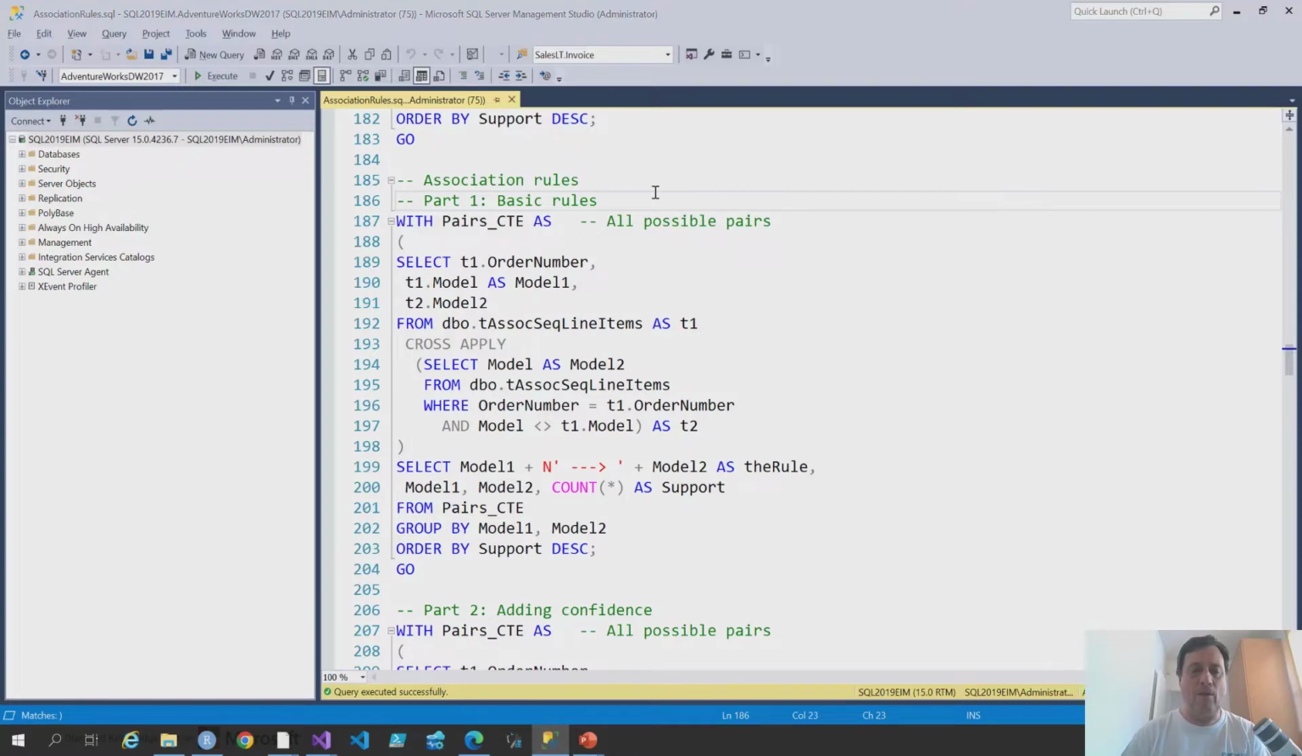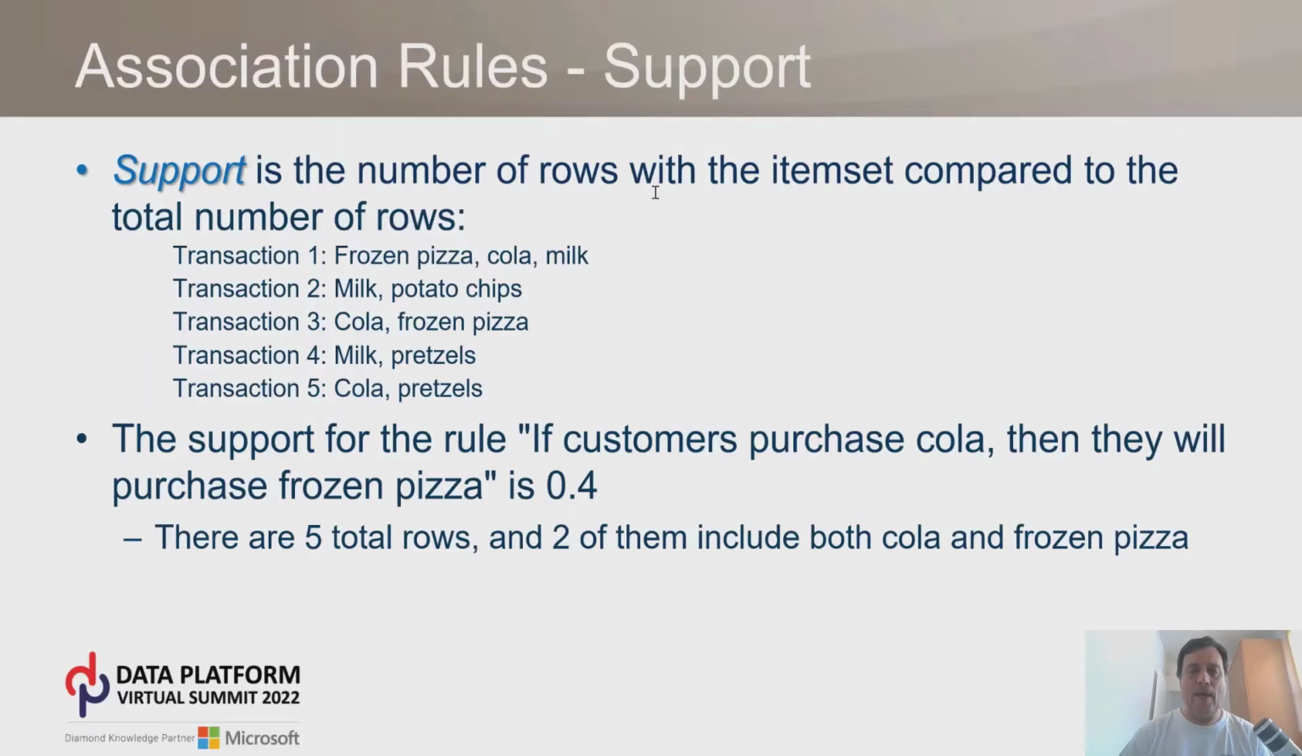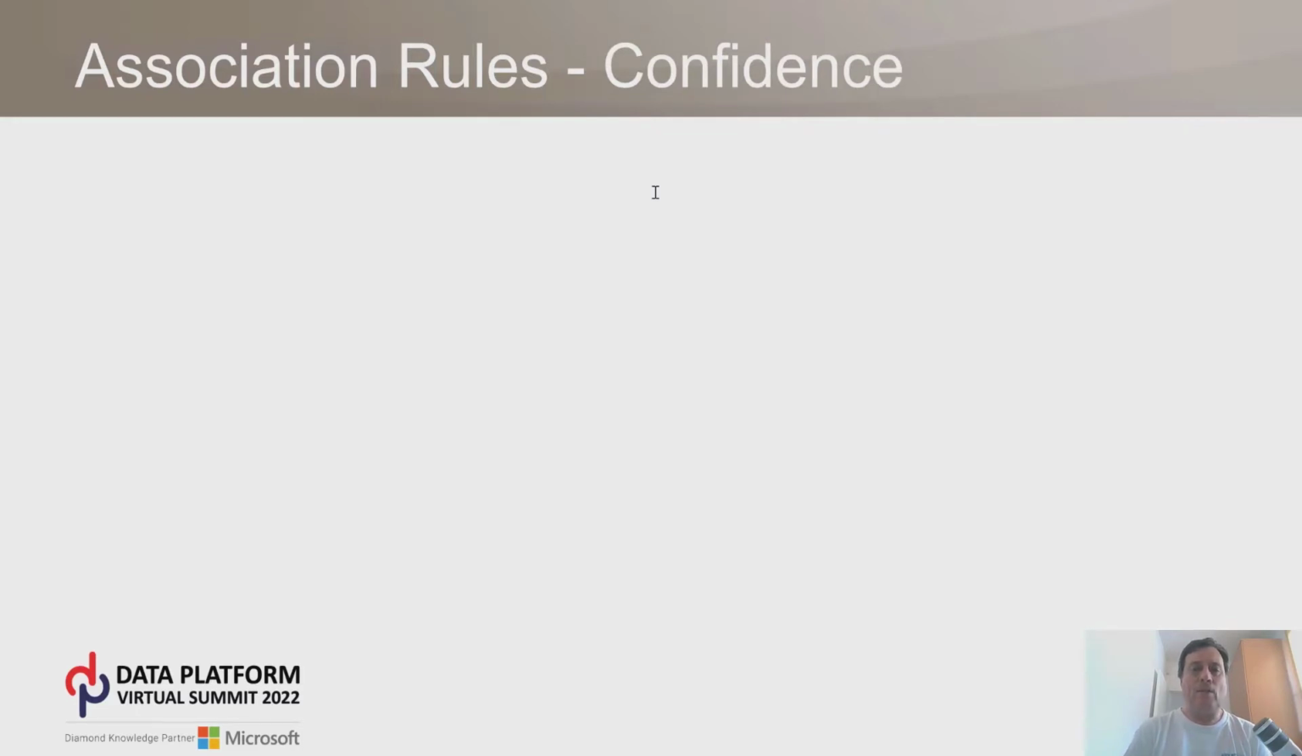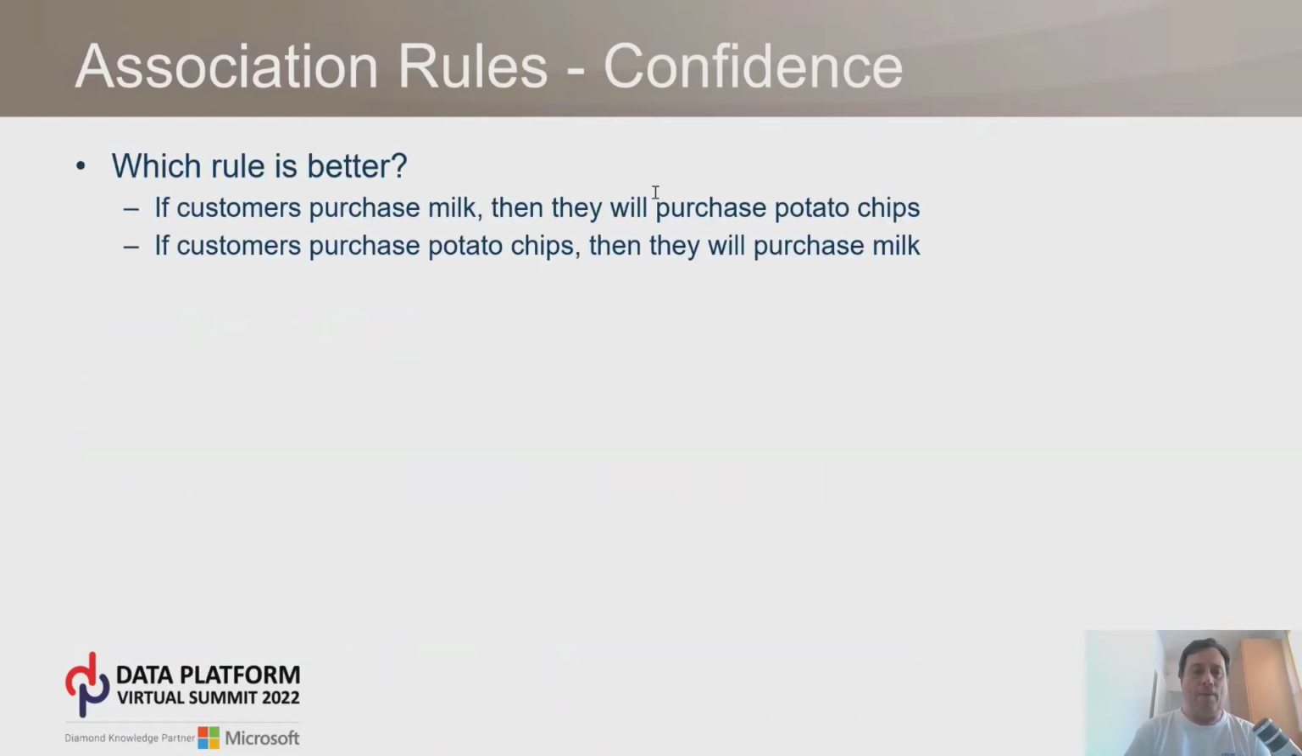So let me quickly switch to slides and introduce the next measure, which is called confidence. Now I want to express pairs of items as a rule. If condition, then consequence. So for example, with the combination milk and potato chips, I can get 2 rules. If customers purchase milk, then they will purchase potato chips. Or if customers purchase potato chips, then they will purchase milk. Of course, the question is which rule is better.